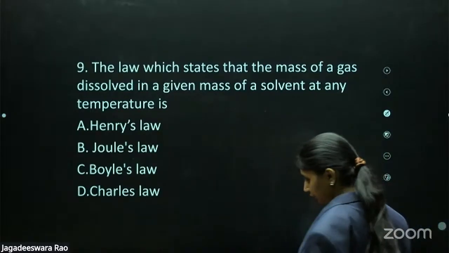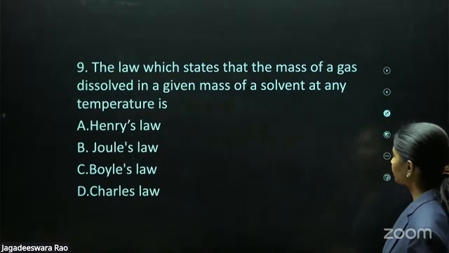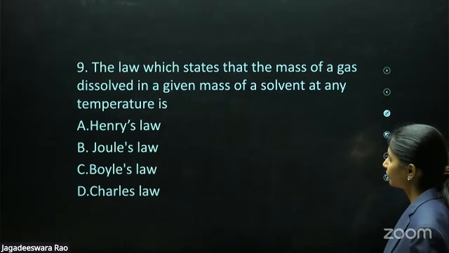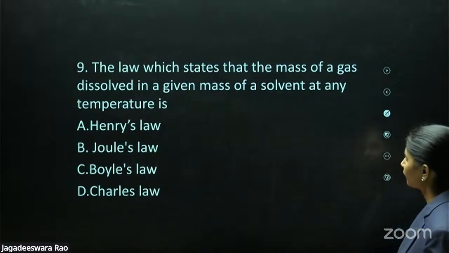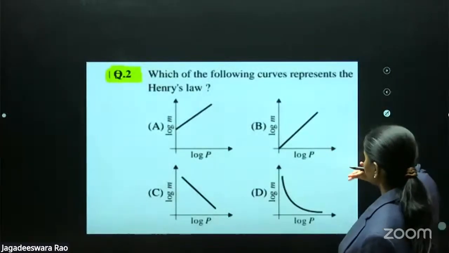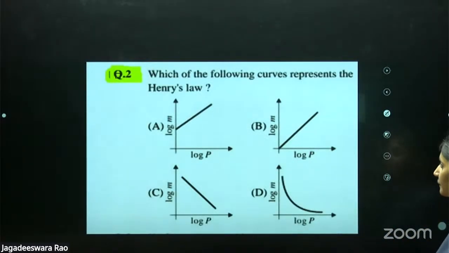Okay, there's one statement question: the law which states that the mass of a gas dissolved in a given mass of a solvent at any temperature is what? Oh, something is a mistake here. Partial pressure. Yeah, this is a question. Which of the following curves represents Henry's law? They've asked, so how do you draw the graph of Henry's law?